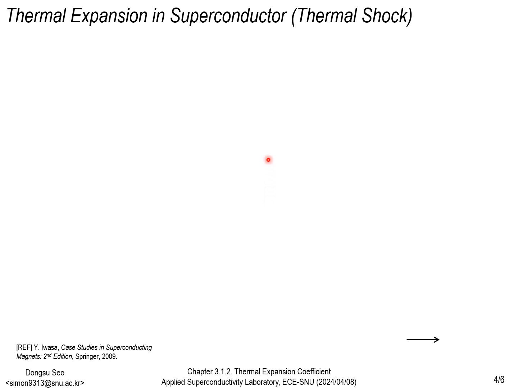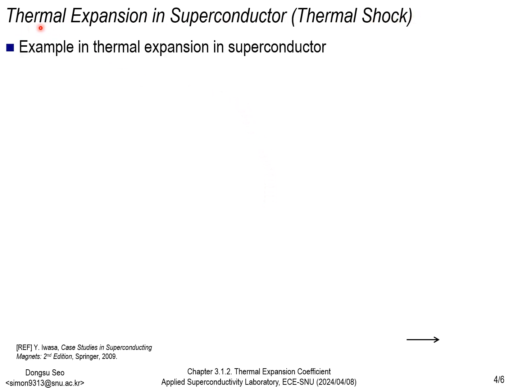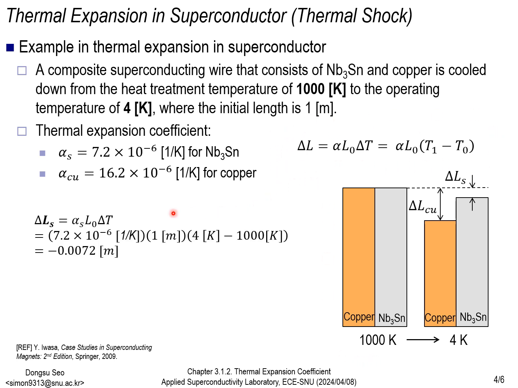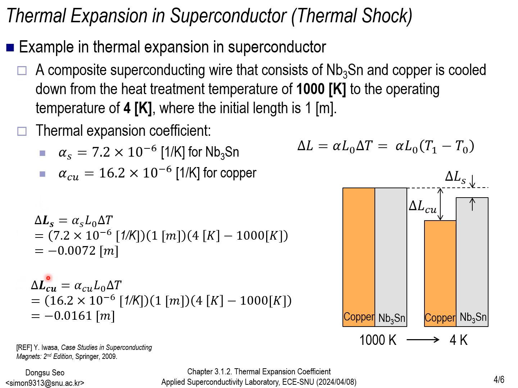Next, this example shows the thermal expansion in a superconductor. From the example, a composite superconducting wire goes through the heat treatment of 1000 Kelvin and then cools down to 4 Kelvin to operate the superconducting wire. Using the linear thermal expansion equation in the previous slide, we can solve for the change in the niobium-3 tin and copper length by applying the given thermal expansion coefficient for each material.